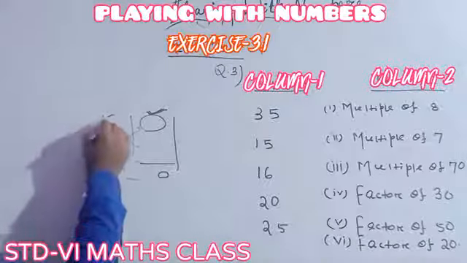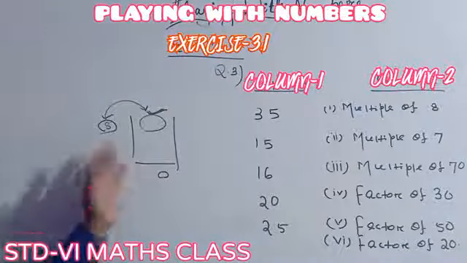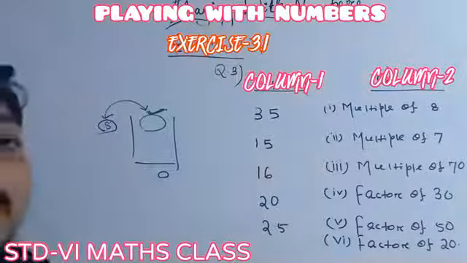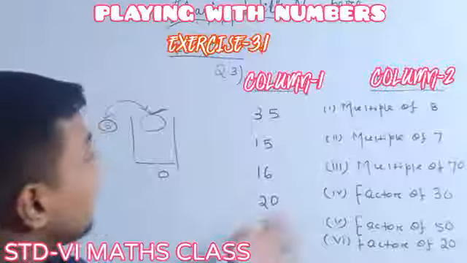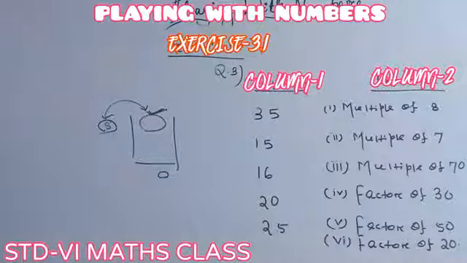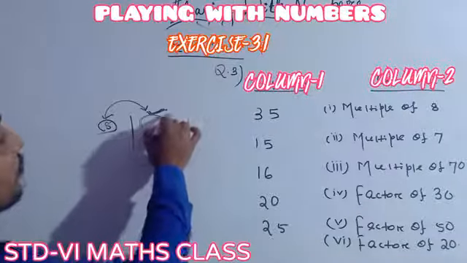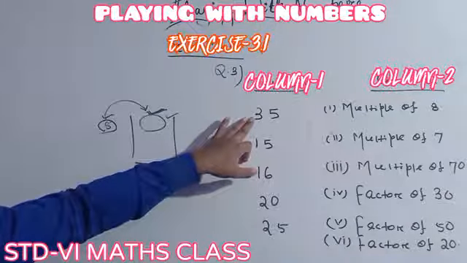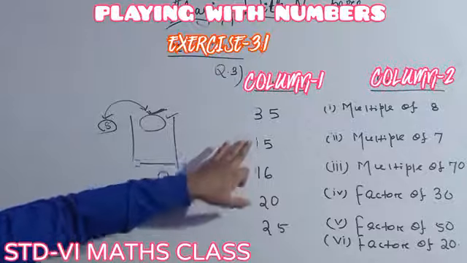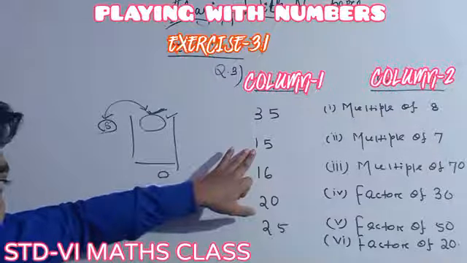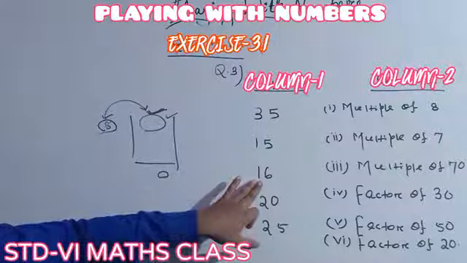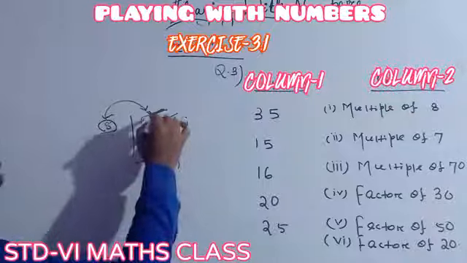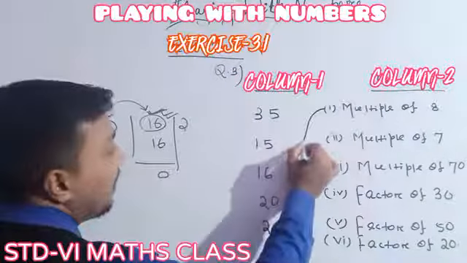First it is given: multiples of 8. Multiples of 8 means 8 is the multiple, it will be the middle one. So the first multiple of 8 is 8 into 1 equal to 8, 8 into 2 is 16, and here 16 is given. Otherwise, multiples of 8 means which number will be divided by 8. See, whether this number is divisible by 8 with remainder equal to 0, no. Whether this number is divisible by 8 with remainder 0, no. This one is 16. Whenever you divide 16 by 8, 2 times 8 is 16, the remainder will be 0. So 16 is a multiple of 8.